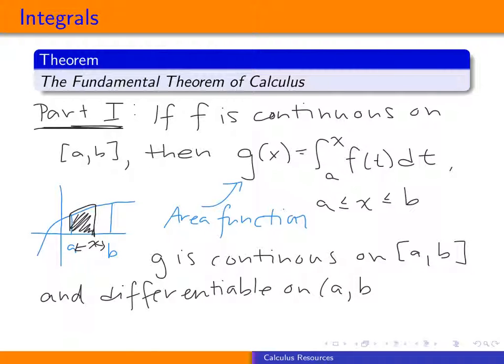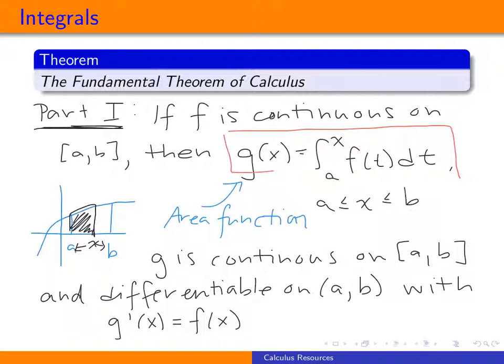And even better than knowing that it is continuous and it is differentiable, we actually know what its derivative is. So it's differentiable on a to b with g prime of x being exactly f of x, which is that original function. So the result of the fundamental theorem of calculus tells us that if we start with an area function, where we're computing the area under a specific curve, f of t, then the derivative of the area function just exactly gives us the curve back. So the derivative of the area function is the original function.